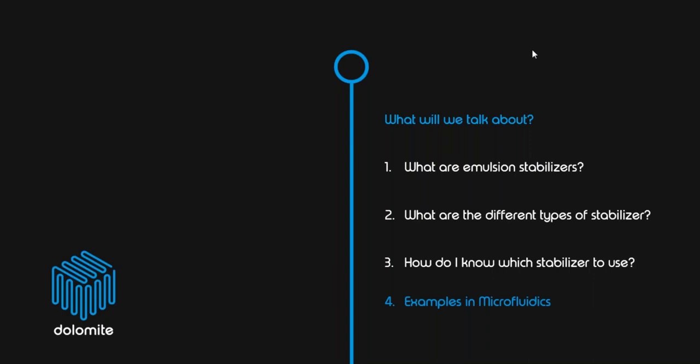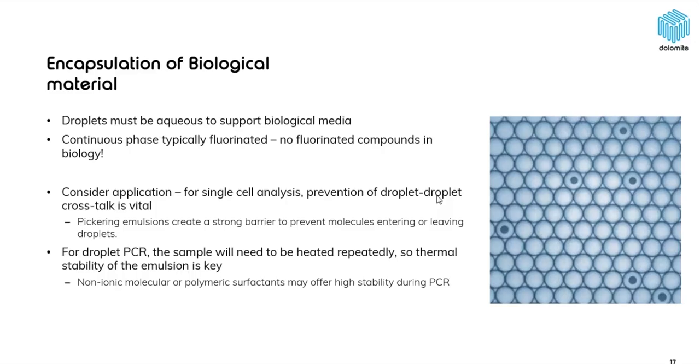On the other hand, if you're looking to do droplet PCR, you're going to need to heat cycle the emulsion, and so thermal stability for that emulsion is rather key. In which case, using a non-ionic molecular or polymeric surfactant may offer higher stability during PCR cycling. It may require testing both to see which is ideal, or potentially even trying a combination of factors to see which works the best.